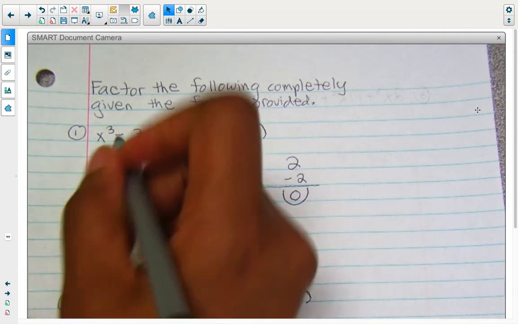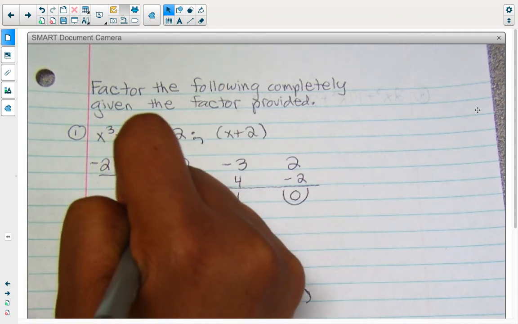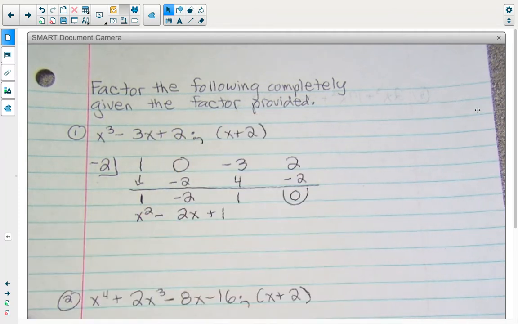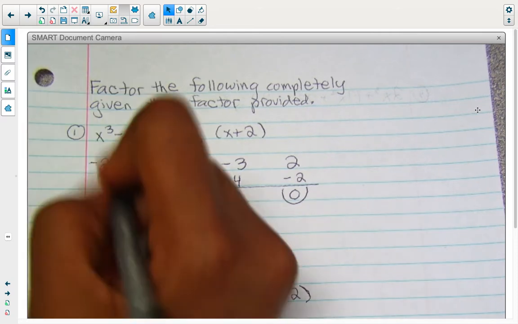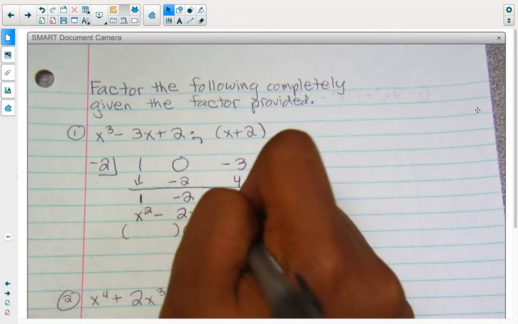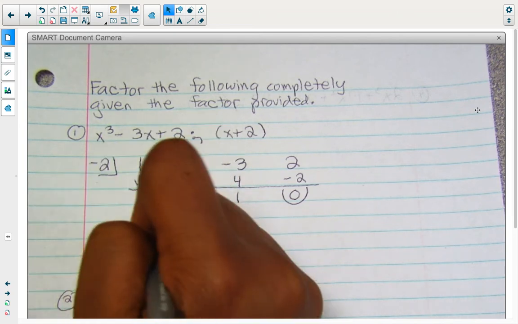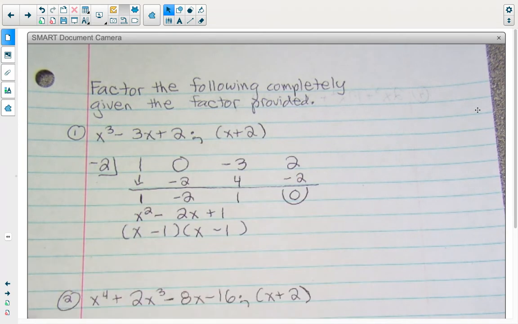So let's write this out. My answer is going to be x squared minus 2x plus 1. Now I can take this and factor it. Two numbers that multiply to give me positive 1 and add to give me negative 2. Those two numbers are negative 1 and negative 1.